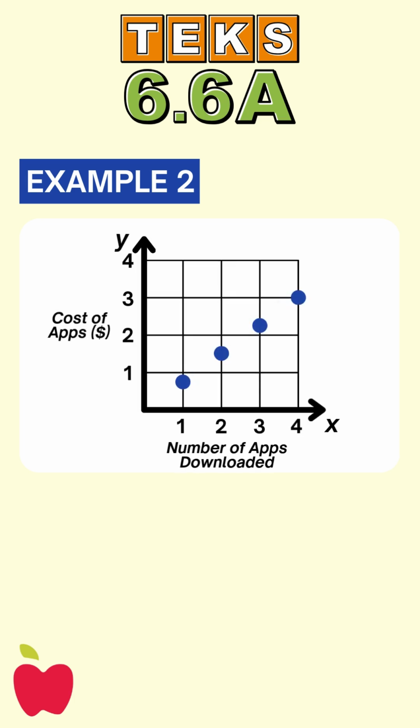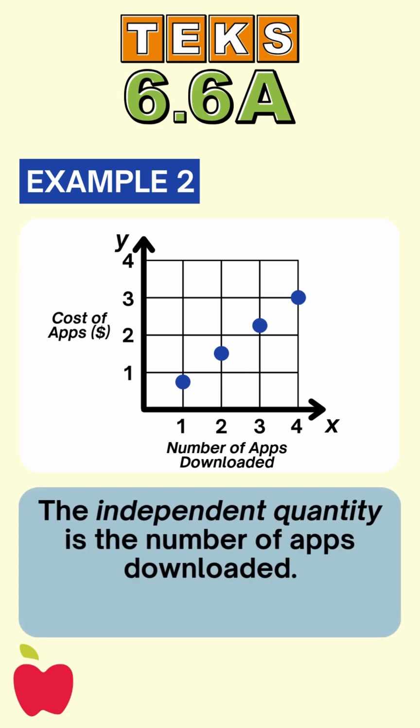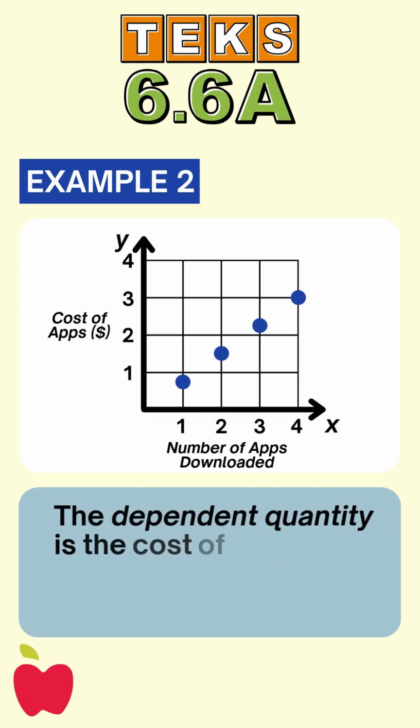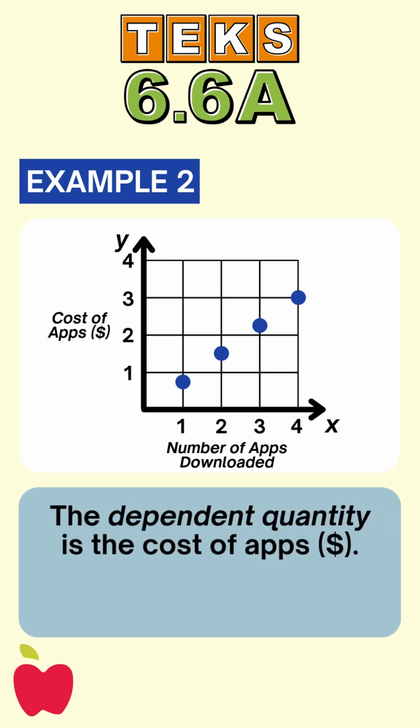This graph shows the relationship between the number of smartphone apps downloaded and the cost of those apps. On this graph, the x-axis, that's the horizontal line, represents the independent quantity, which is the number of apps downloaded. In this case, 1, 2, 3, and 4. The y-axis, the vertical line, represents the dependent quantity, which is the cost of those apps.